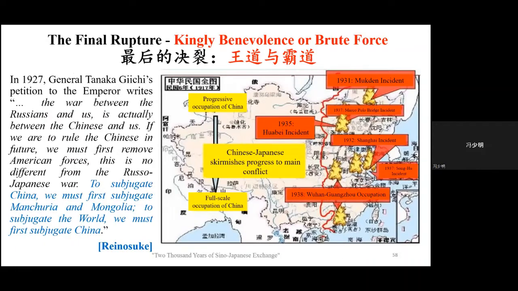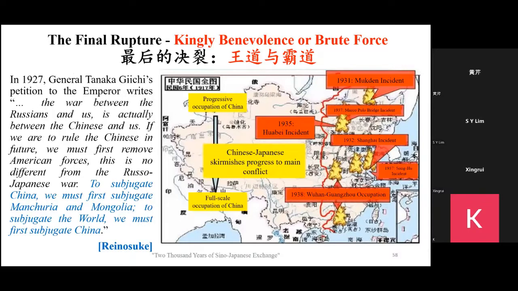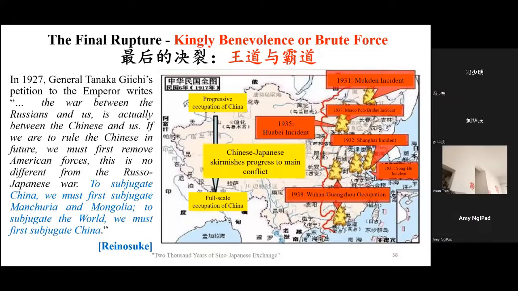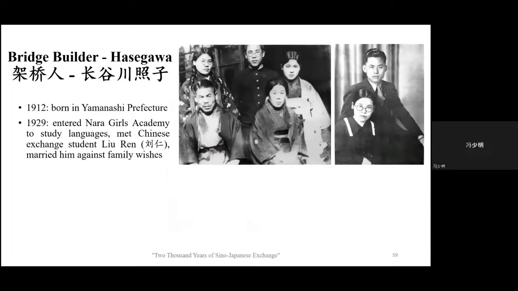So Japan now starts to begin its full-scale invasion of China, because even Tanaka Giichi's petition to the Japanese emperor writes that to subjugate China, we must first subjugate Manchuria and Mongolia. To subjugate the world, we must first subjugate China. So this you can see, there's actually the Japanese ambition to first take over China and then to take over the world.